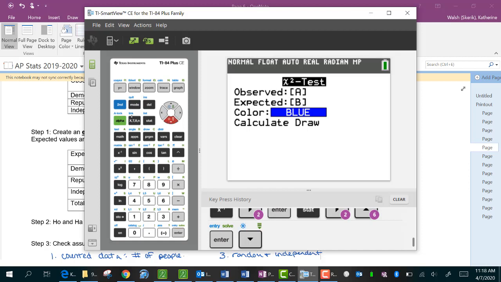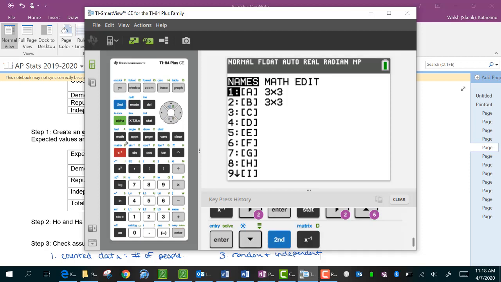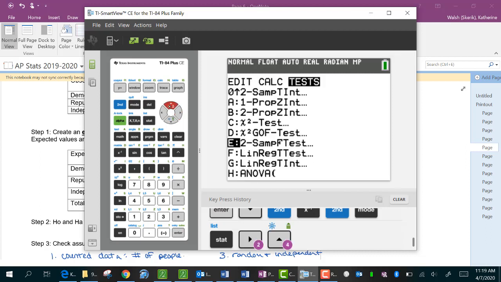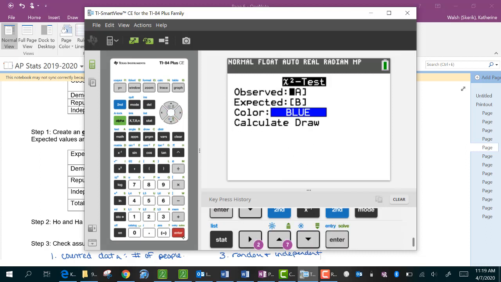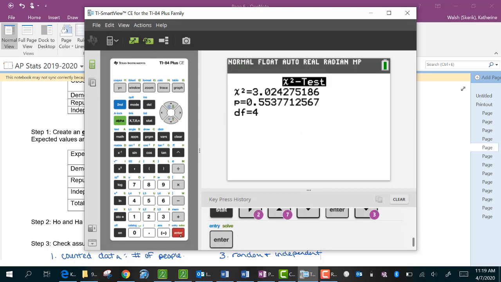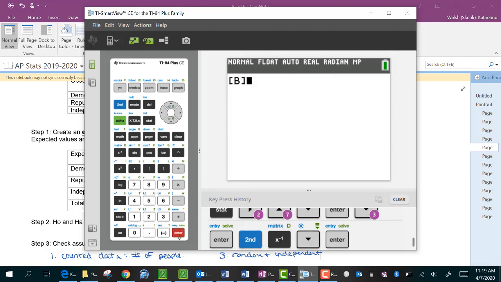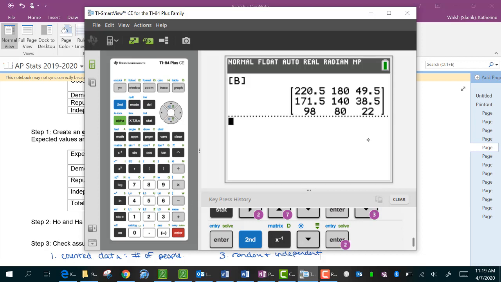If you wanted to change this, you could go into the matrix and then just select the number or the letter that you want. Shoot, of course I have to do that again. So I go all the way down. So this is a little backwards here. So we already have our chi-square test statistic, which we'll be calculating later, as well as our p-value and degrees of freedom. But the reason I did this is because it automatically populates that matrix B with our expected. So if I go back into those matrices, select B, and hit enter, there is my expected.